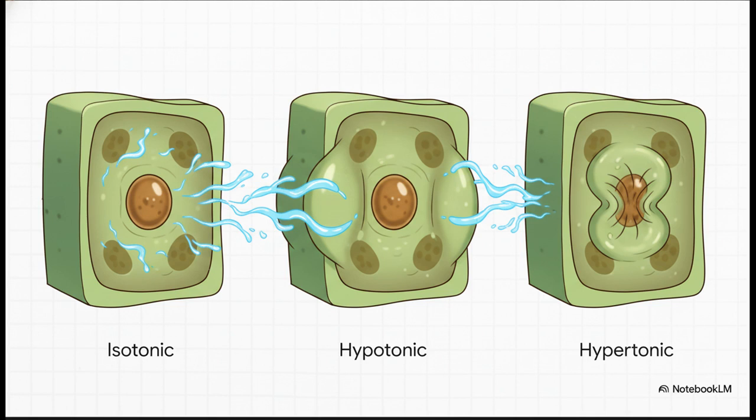But if you drop that cell into a hypotonic, dilute solution, water rushes in. The inside swells up against the rigid cell wall, building what's called turgor pressure. This is a huge deal. It's literally what forces plants to grow and extend. On the flip side, put it in a highly concentrated hypertonic solution and water rushes out. The inside shrinks away from the walls in a state called plasmolysis.